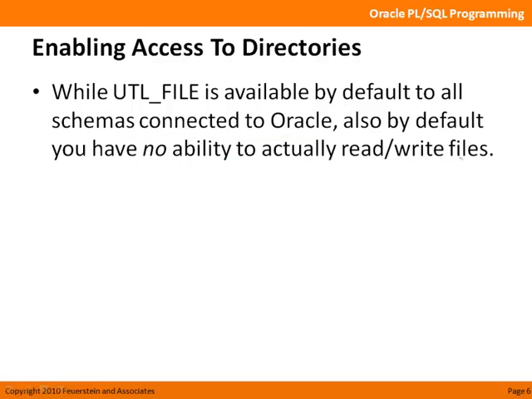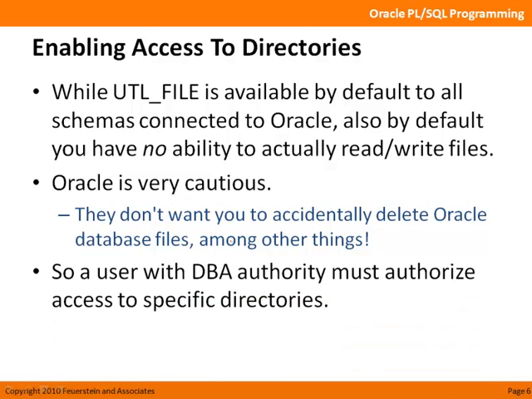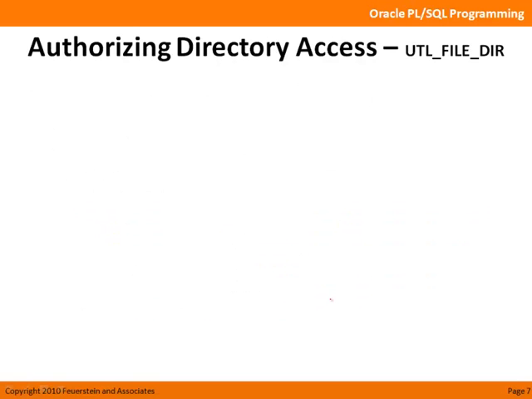Oracle is very careful, very paternalistic, very cautious. They don't want you to, for example, accidentally delete some Oracle database files. And who knows what else you could do. You're reading and writing files on the database server. So, in order to read a file or write a file, your DBA or somebody with DBA authority has to authorize access to specific directories. How do you do that?